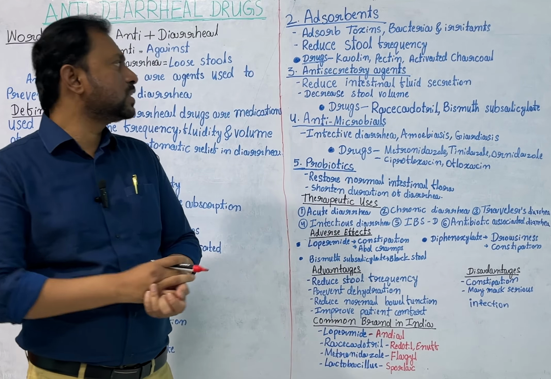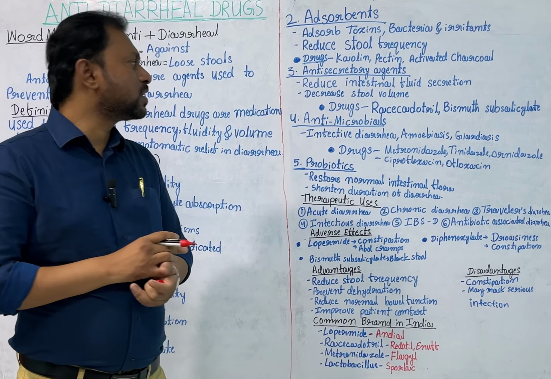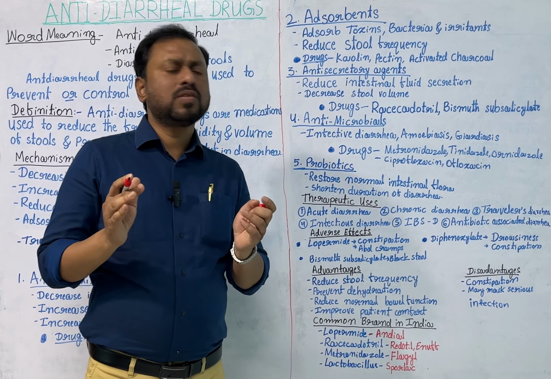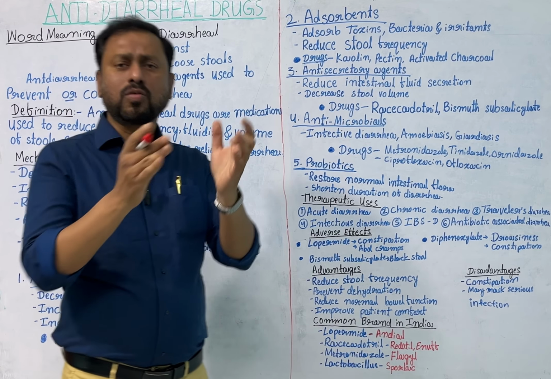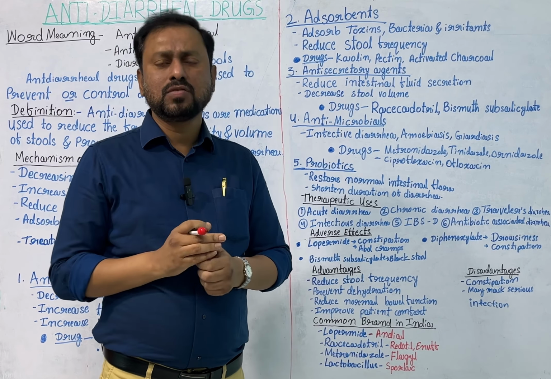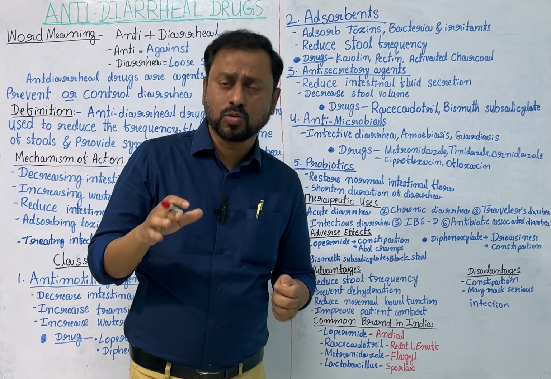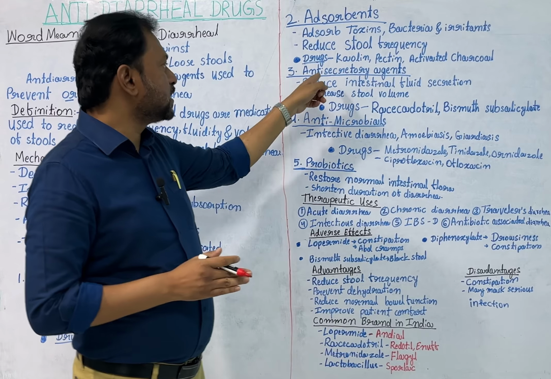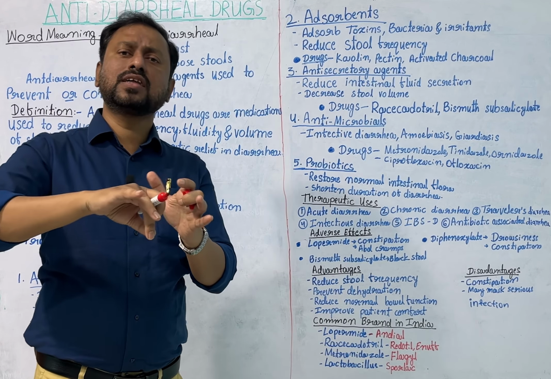The next, third one, is the anti-secretory agents. This is one of the safest drugs in children. It reduces the intestinal fluid secretion. Just now I told you, in the intestine, whenever there is diarrhea, the secretion increases, water quantity increases, and the person is passing continuous loose stools. This class of anti-secretory drugs reduces the secretion inside the intestine.